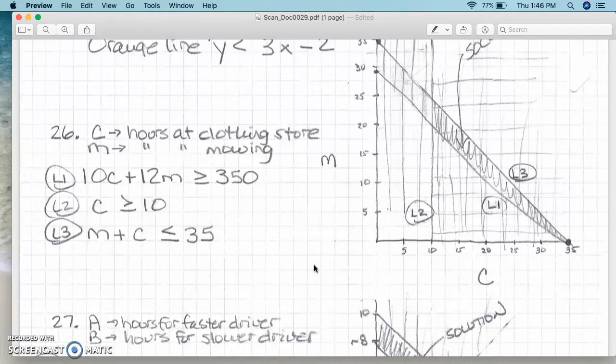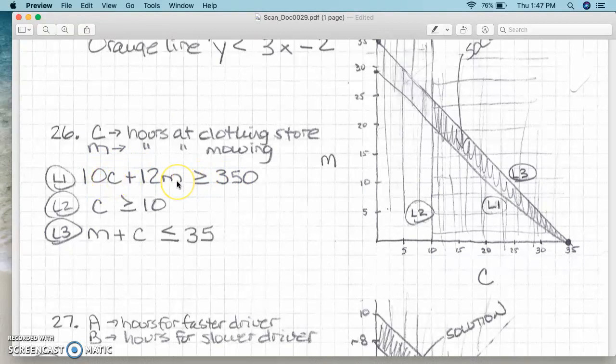We were told our first relationship here, line 1, was that I made $10 at the clothing store, $12 at the mowing job, and I wanted to make at least $350. So what I made, $10 for every hour at the clothing store, $12 for every hour mowing, had to be greater than or equal to $350. I told you to graph these using intercepts, right? Standard form.